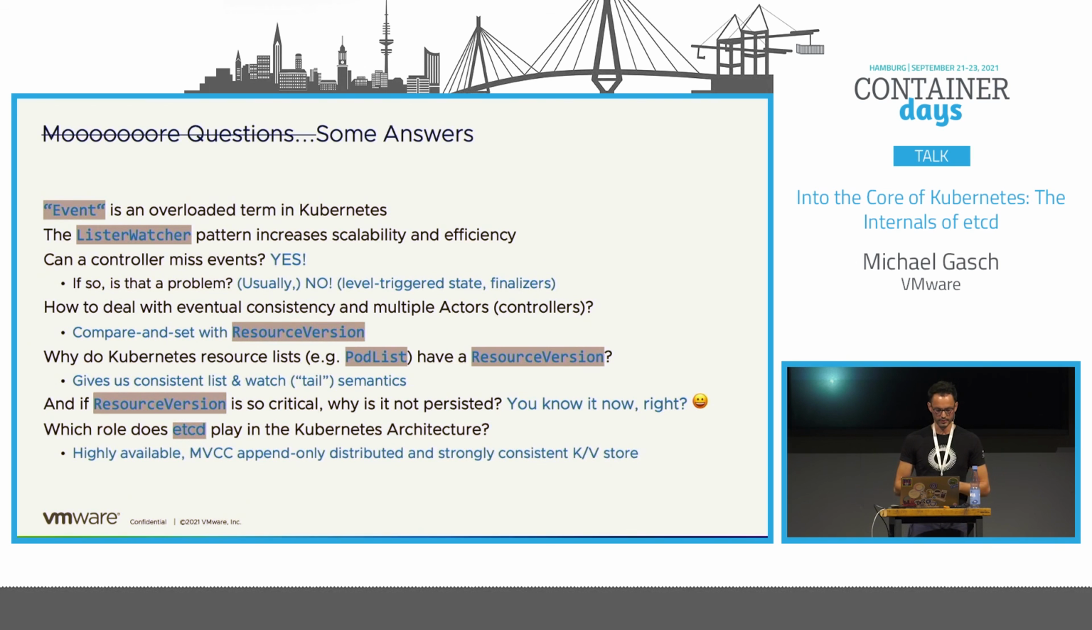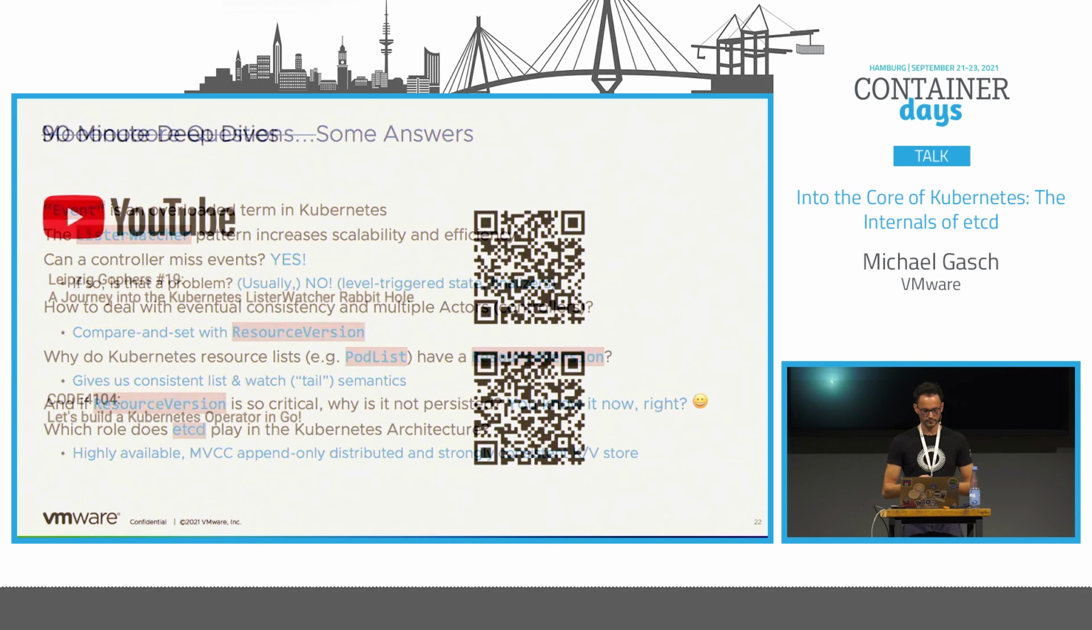Last thing is, which role does etcd play in the Kubernetes architecture? Well, it's not only a highly available distributed key value store, but it also gives us this multi-version concurrency control where we can traverse back in time into the etcd state store, replay information, have different clients work at their own pace in terms of these events, and then also have a strongly consistent key value store based on Raft consensus, which I didn't have time to cover today.